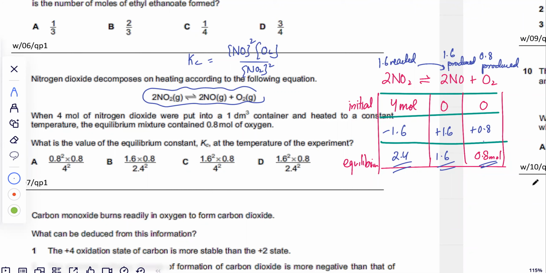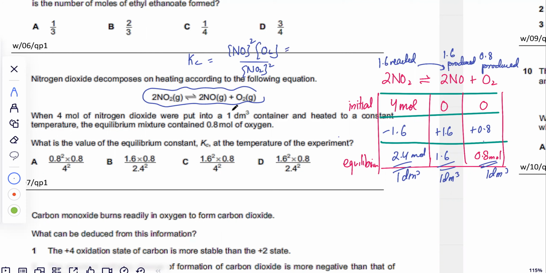I'm just going to plug in the values that I've found over here. Remember, these are moles, and in the Kc expression you always use concentration. Concentration is moles divided by the volume. The volume of the container is 1 dm cube, so it's 2.4 mole per dm cube. There's no point in dividing by 1, you get the same value, but ensure that you're using concentration.